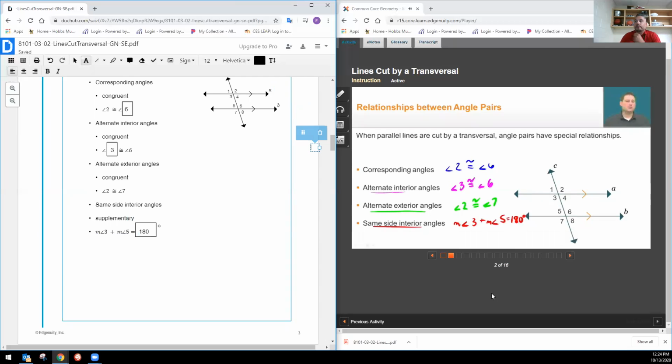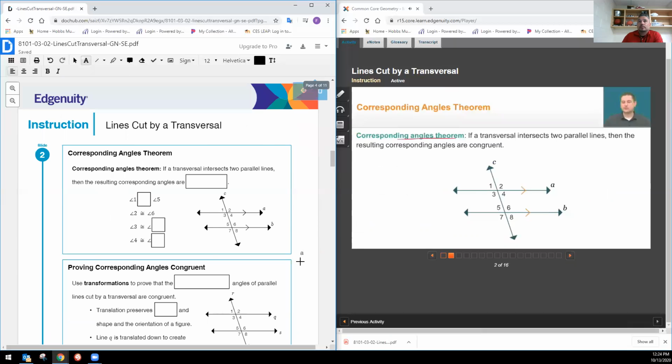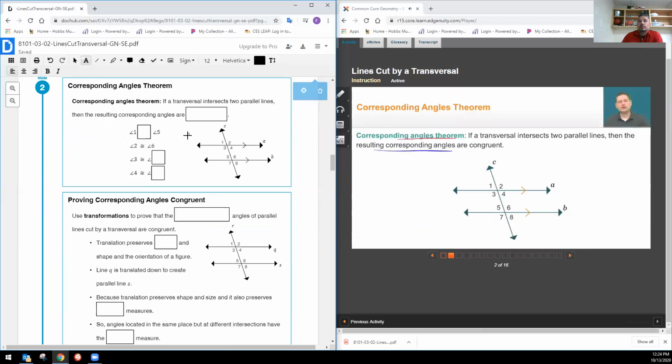So what I want to do now is examine the proofs of the relationships of the measures of these angles. Let's start with the corresponding angles theorem. If a transversal intersects two parallel lines, then the resulting corresponding angles are congruent.